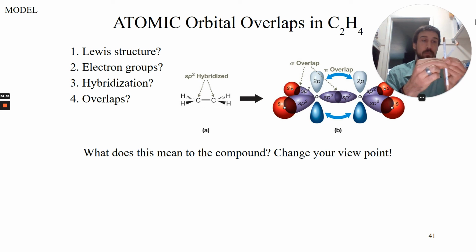What happens if I spin? Does the overlap stay? No. Now the orbital is not overlapped. What happens to the ability for the electrons to jump? They can't. Electrons can jump. Electrons can't jump.